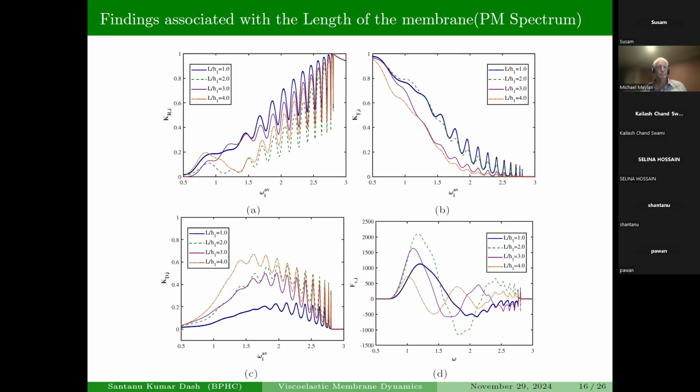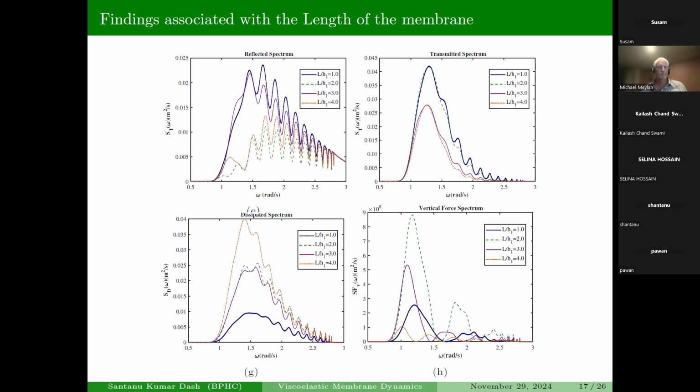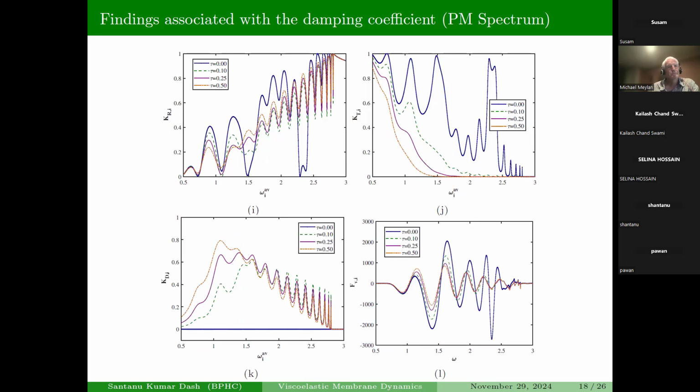And to validate this kind of thing, how this pattern is going to look and how it is behaving, we can see the spectral representation of the Pierson-Moskowitz for the length of the membrane. As you can see, for the reflected spectrum, as the length increases, it eventually decreases, and for the dissipation, it increases with the higher values of the length of the membrane. And the force itself is showing that the vertical force will be more, and eventually it decreases for the higher values. And these are the findings associated with the regular component for the damping parameter.